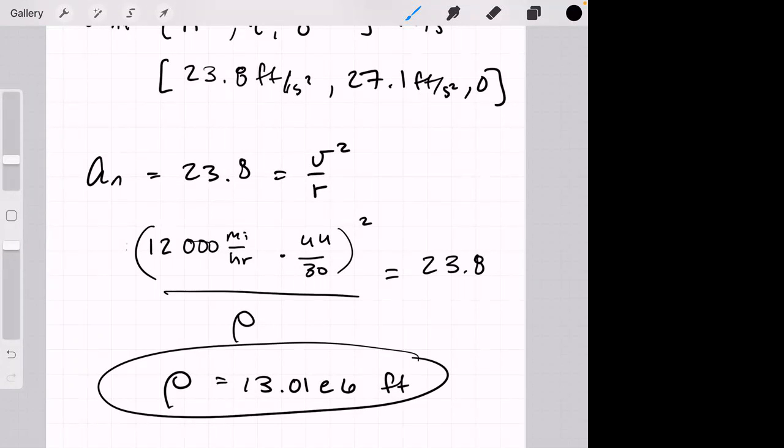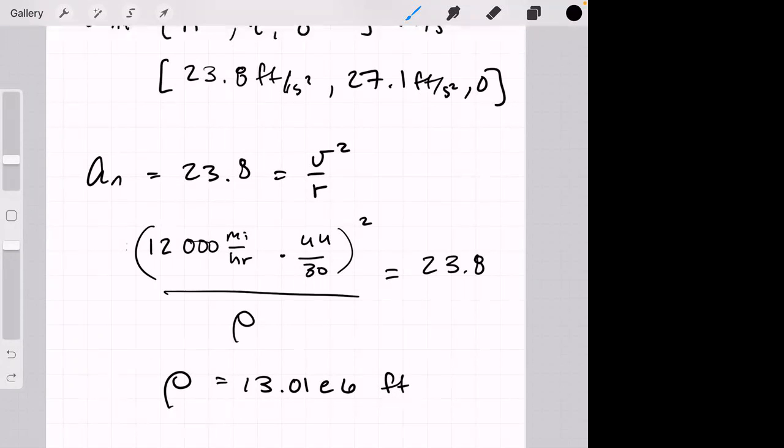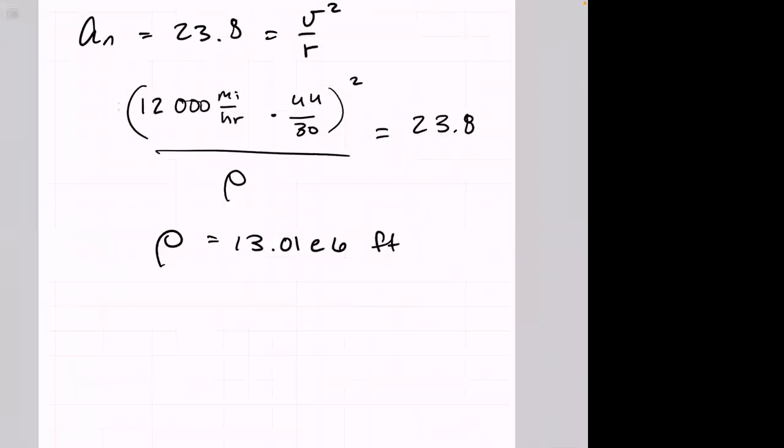Hey, how can you use that velocity in the tangential direction? This derivation that we did right here is on the assumption that the normal is perpendicular. So this equation is only true because the velocity is in the tangential direction.